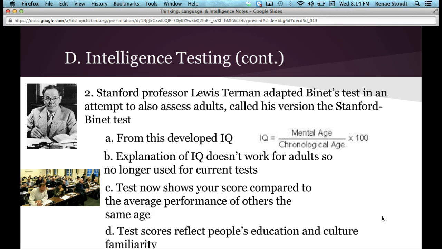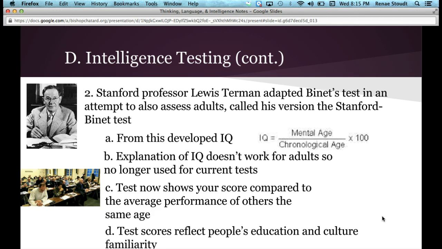So test scores reflect people's education and culture familiarity. What they have found is that the more educated you are, your intelligence actually increases. Now wait a minute, you're just like, wait a minute, you told me intelligence is not about the facts and figures. It's about being able to use that information, to creatively problem solve, for example. That is true. So why does education help intelligence? Well, if you think about it, education is trying to teach you how to think. We're teaching you how to think outside the box. The more education you have, the more experience you have with that. So as a result, your intelligence goes up.